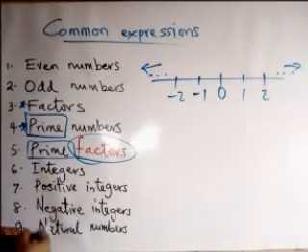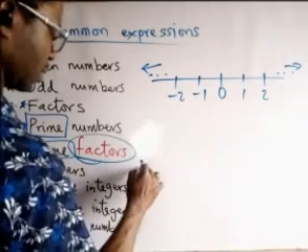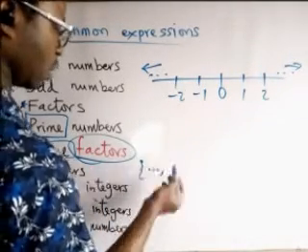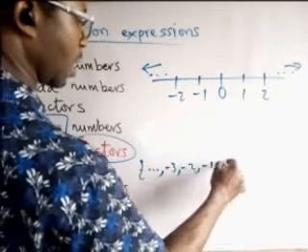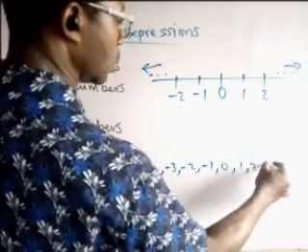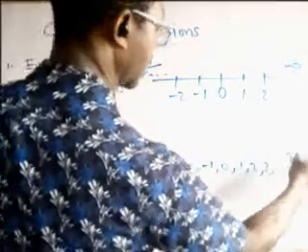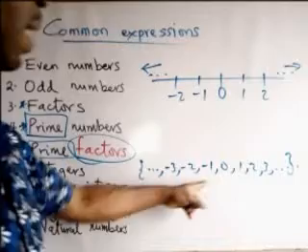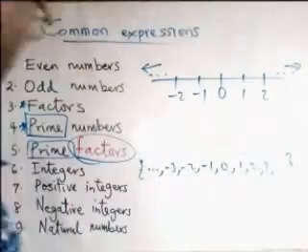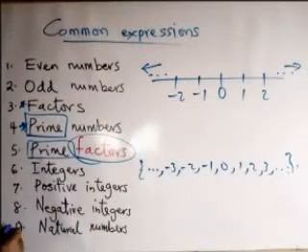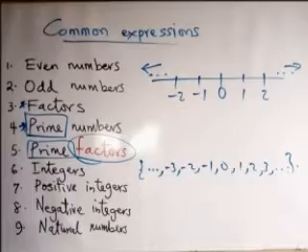So when you're asked to write integers, you can just say dot, dot, dot, maybe -3, -2, -1, 0, 1, 2, 3, dot, dot, dot, like that. It must contain negative whole numbers, must contain 0, and contain other ones. That is integers. Positive integers.